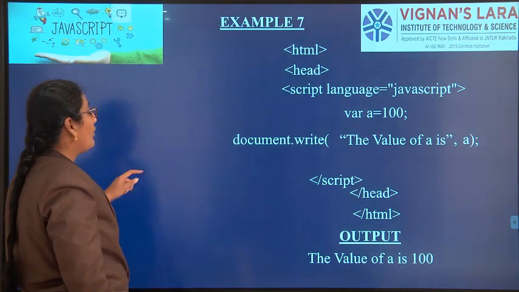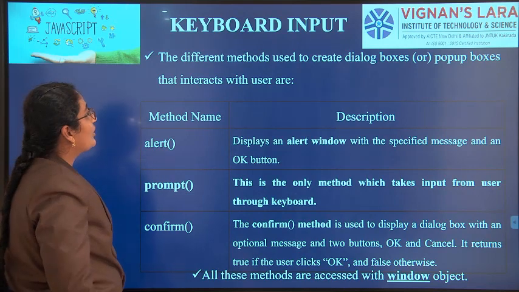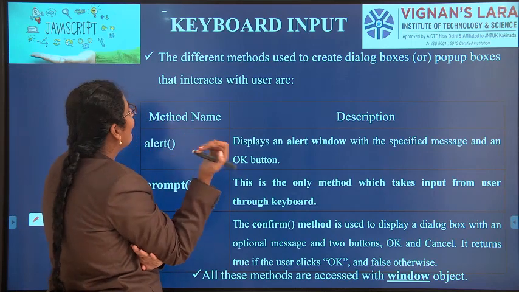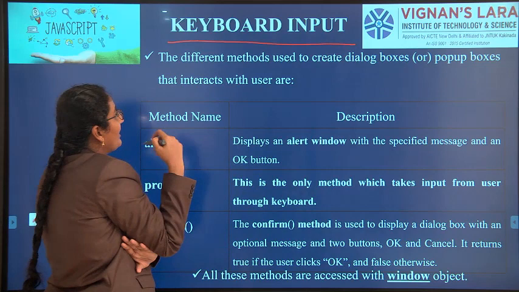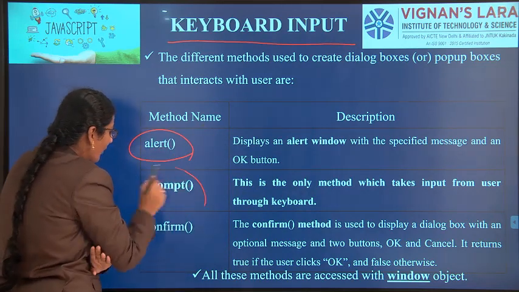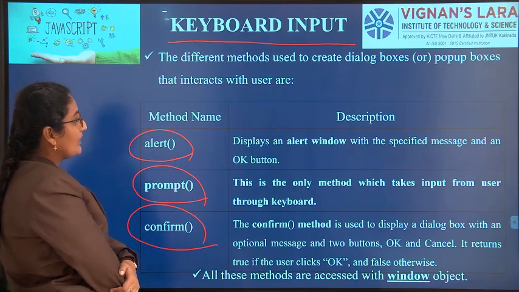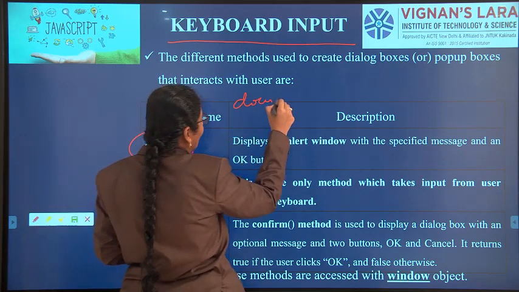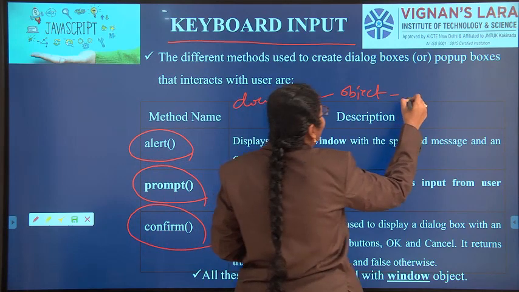Next we will see about input. How to give input. So our next topic is giving input. Input is given through the keyboard actually, so I have named it keyboard input. See, different methods we have for giving input: alert, prompt, confirm. These are the methods we have to give input. To give output we have the object document. Document is the object for output.